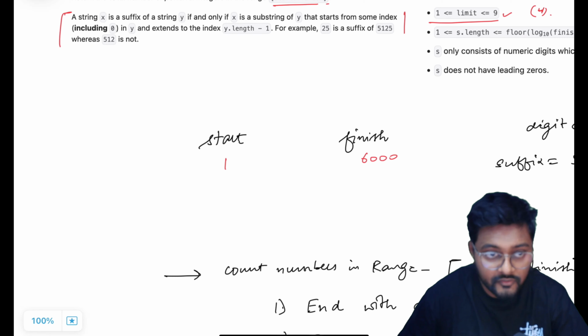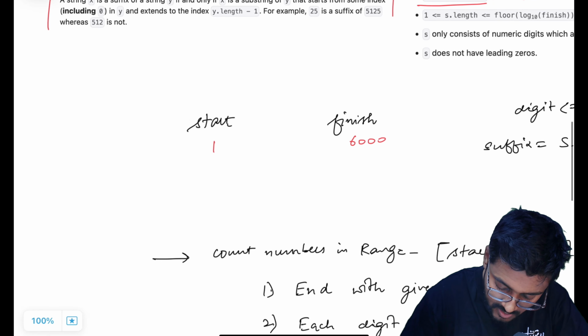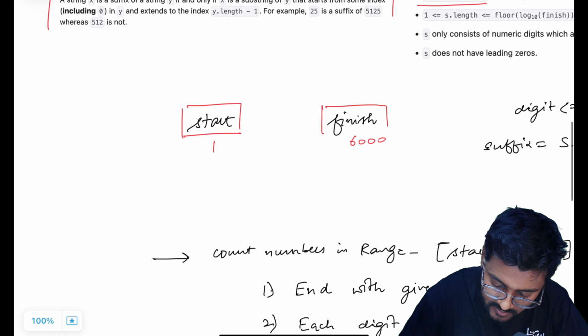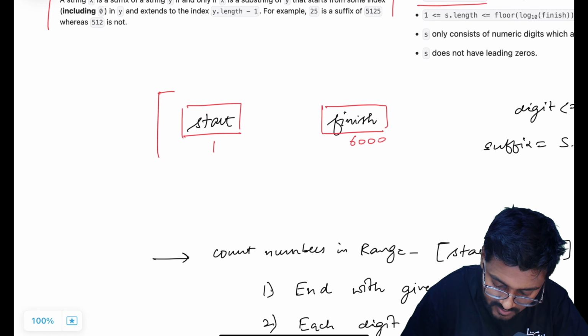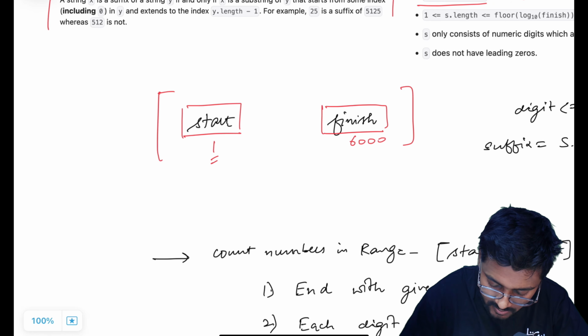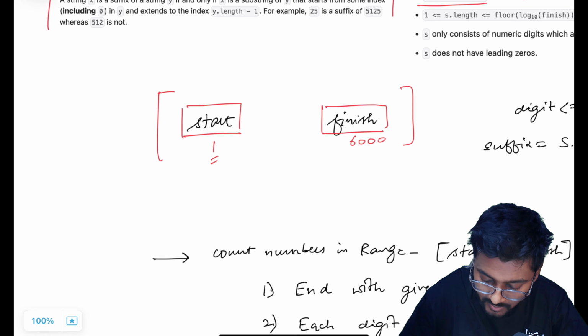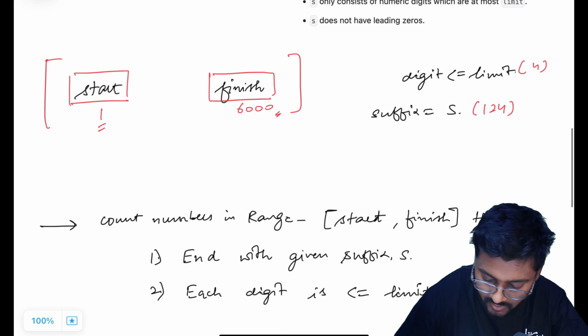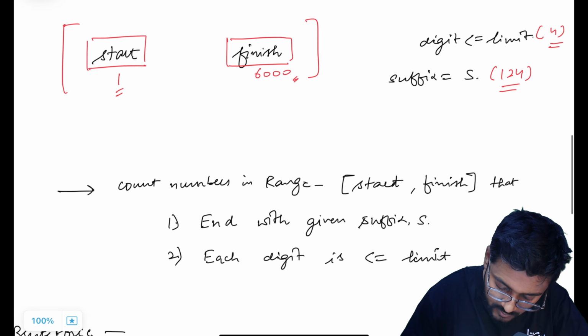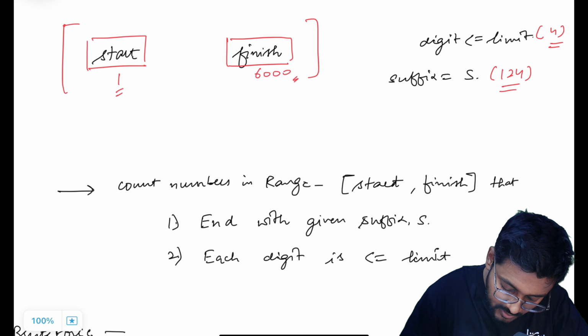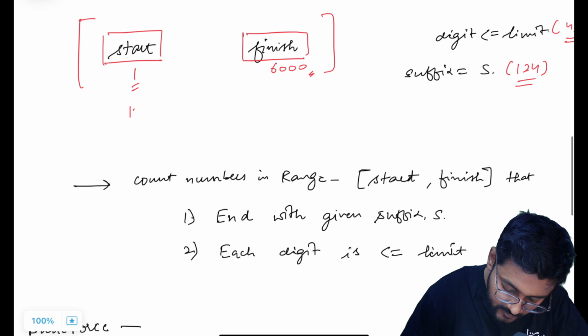Let's try to understand it with the help of an example. Here, the start value is given to us, and the finish value is also given to us. We have to figure out all the powerful integers in this range, both inclusive, greater than or equal to 1 and less than or equal to 6000. Two conditions are given: every digit should be less than or equal to the limit, so none of the digits should cross 4, and the suffix is 124. So starting from 1, the values should be something like this: 124, suffix is 124.